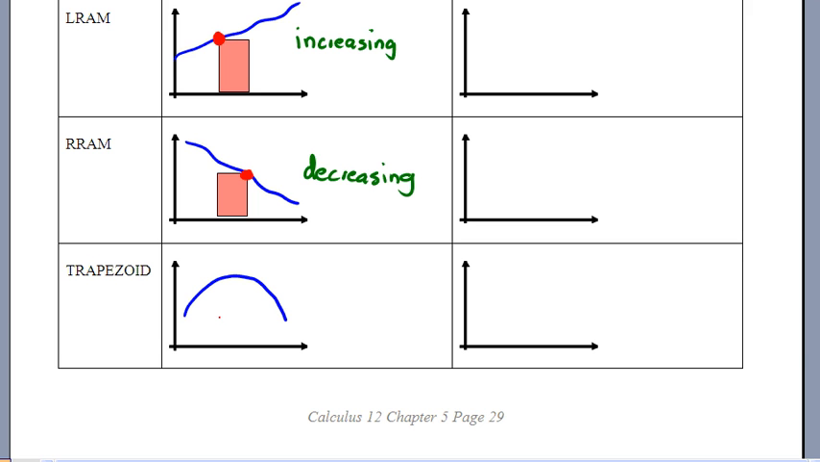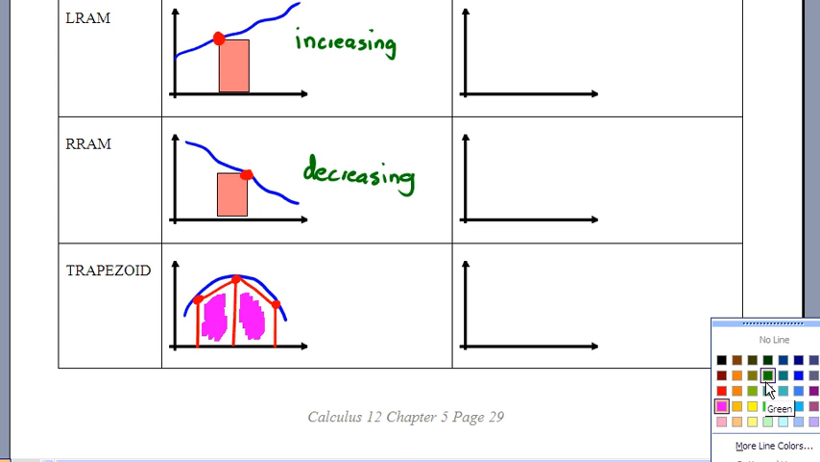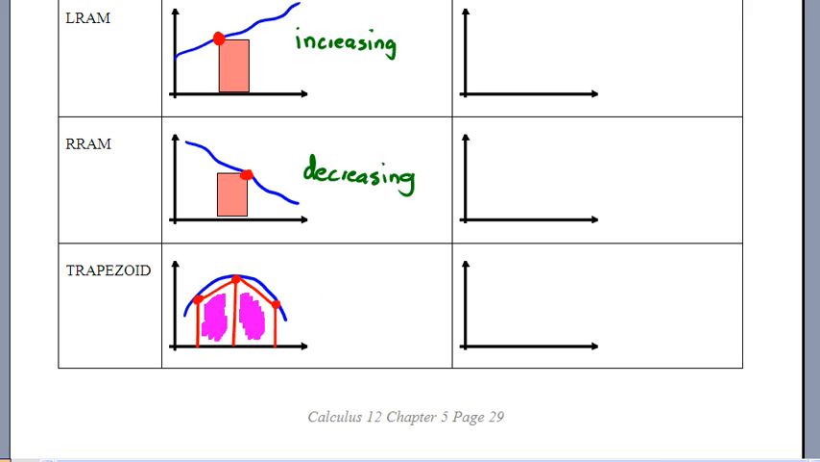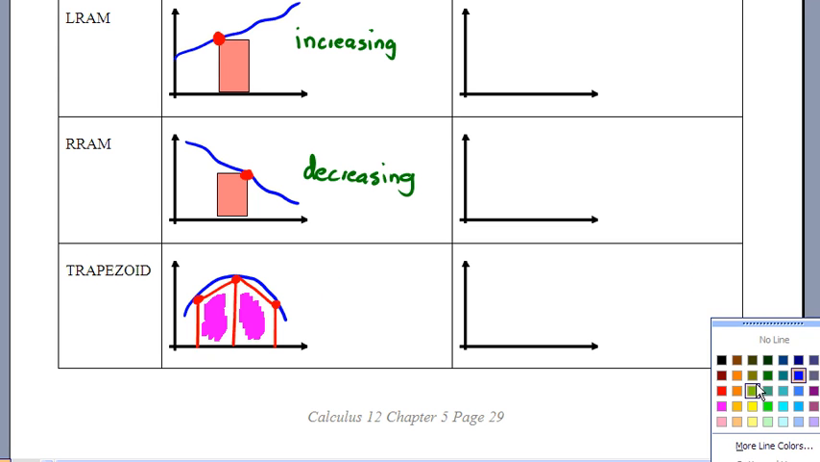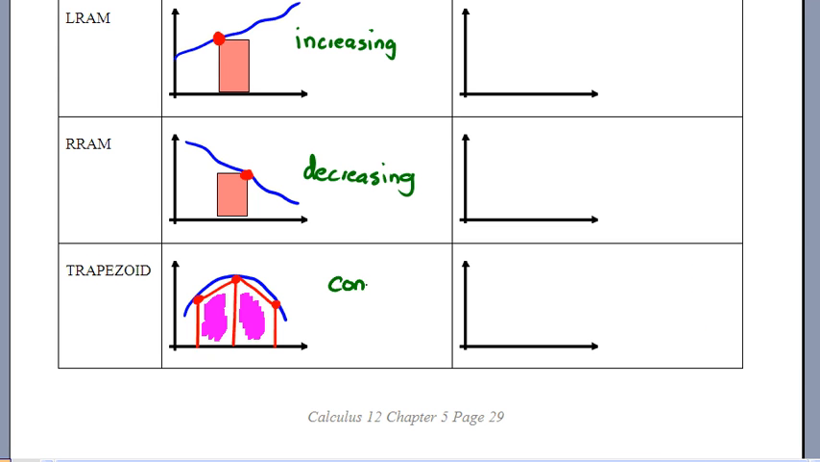So if I put in some trapezoids here, maybe I'll do 2 trapezoids with 3 fence posts. These trapezoids are going to underestimate the true area. And if somebody says, why do you know this? How do you know this to be true? You can say, because you told me this graph was concave down.